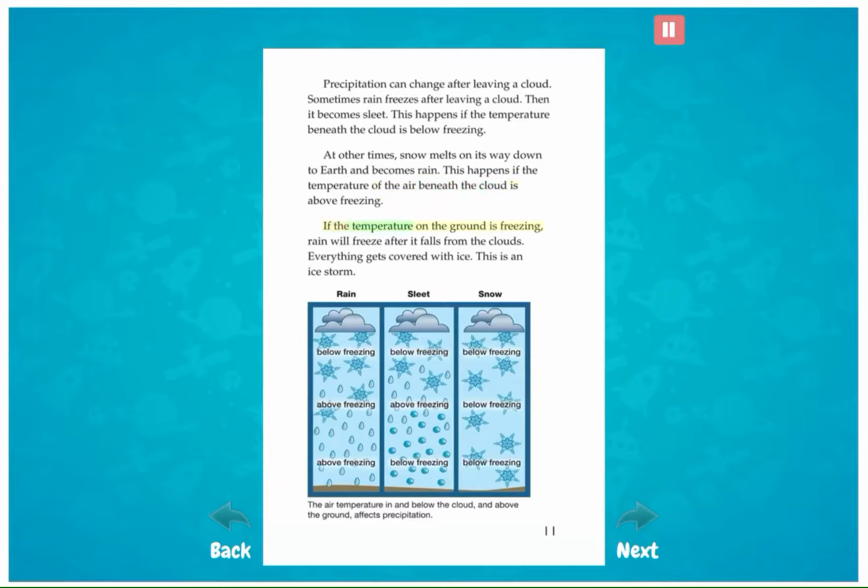If the temperature on the ground is freezing, rain will freeze after it falls from the clouds. Everything gets covered with ice. This is an ice storm.